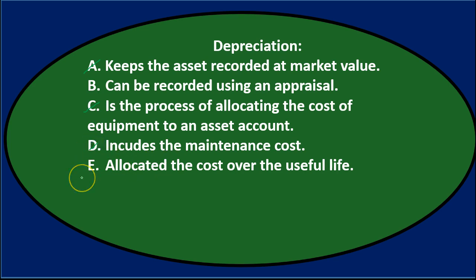E says allocate the cost over the useful life. And that seems most appropriate to what depreciation is. So we're left with B and E. Either B, can be recorded using an appraisal, or E, allocated the cost over the useful life. And I think of those two, E is the more appropriate choice. That's what depreciation is going to do, allocate the cost. So final answer, depreciation, E, allocates the cost over useful life.